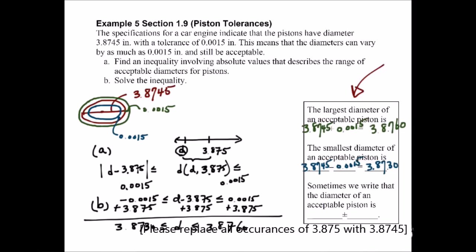So in words, this means that acceptable piston diameters may vary between 3.8730 inches and 3.8760 inches, which is also equivalent to saying that the diameter of the acceptable piston is 3.8745 plus or minus 0.0015. And that's it.